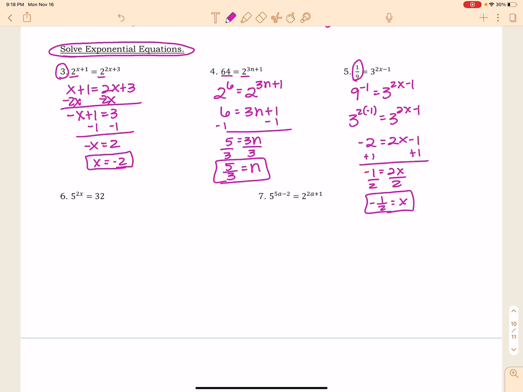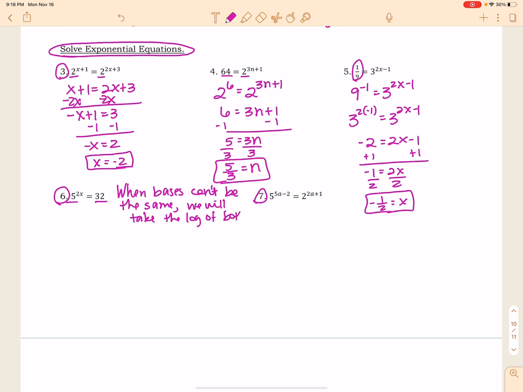So those aren't horrible. What's going to get horrible is when we look at 6 and 7, because if you'll notice, I'm in a base of 5 here, and 32 can't be written in a base of 5. So there's a problem. When I can't have the bases the same, when bases can't be the same, we will take the log of both sides. Because remember, the beauty of an equation is you can do anything you want to it as long as you do it to every term.